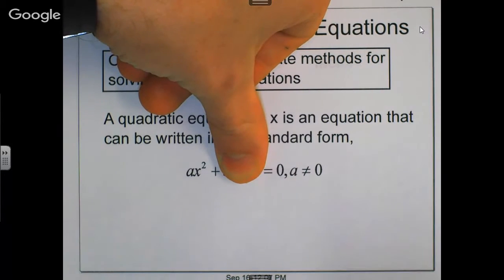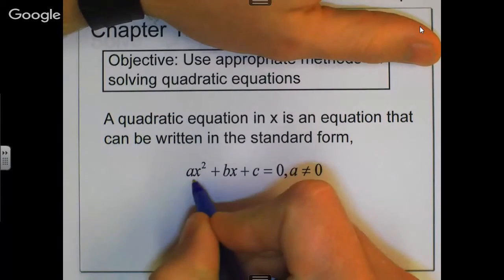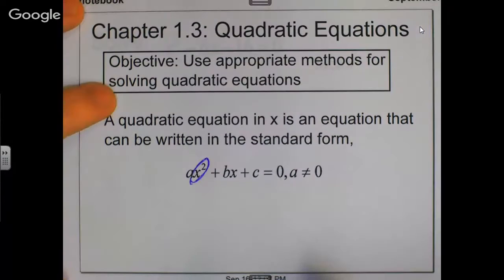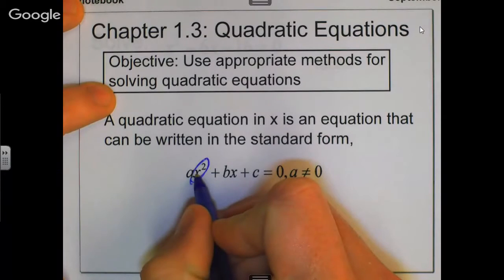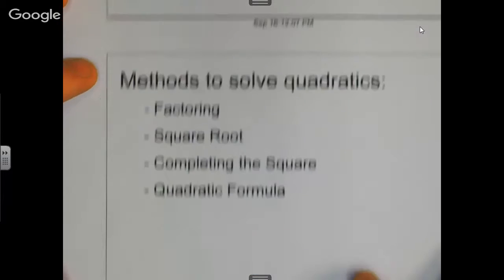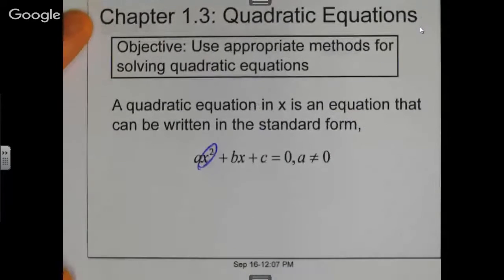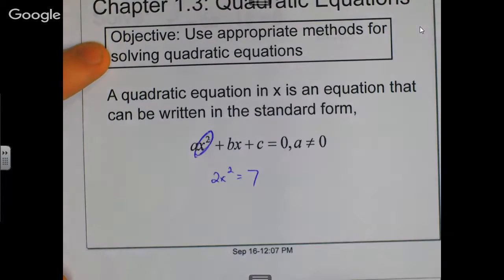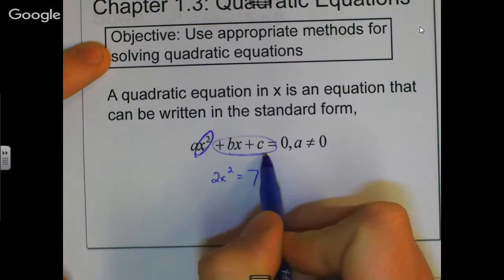However, I can get rid of these and still have a quadratic equation. My key thing here is that I have to have x squared. If I have some variable, which most times we use x, if I have some variable squared, then I have a quadratic. Going back up here, for example, if I have 2x squared equals 7, that is a quadratic. Even though I don't have these two terms, it doesn't matter.